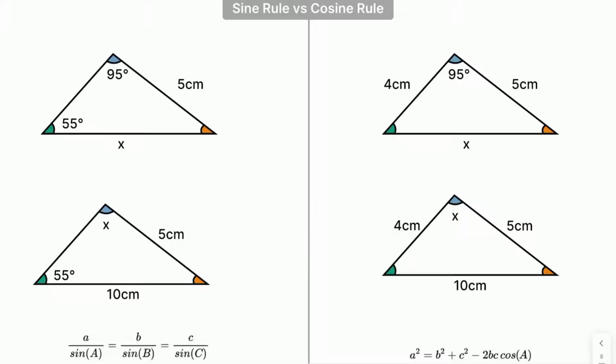Again, start the same way. Can you use the sine rule? Well, we have an angle and a side which is opposite. Good. But do we have another pair? No, we don't. We don't know what this is, and we don't know what this angle is. So we can't use the sine rule.